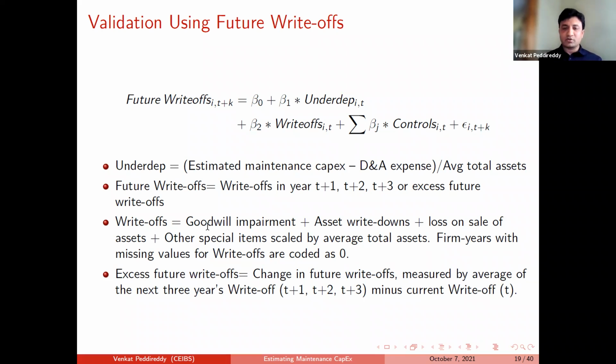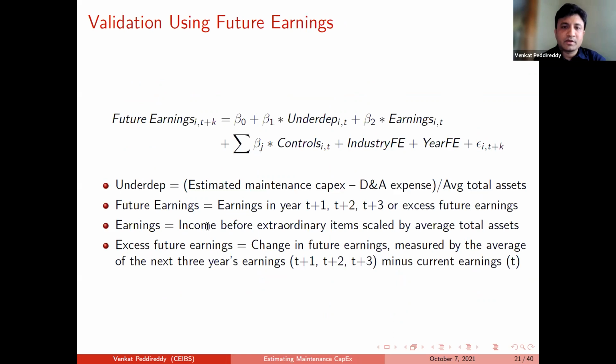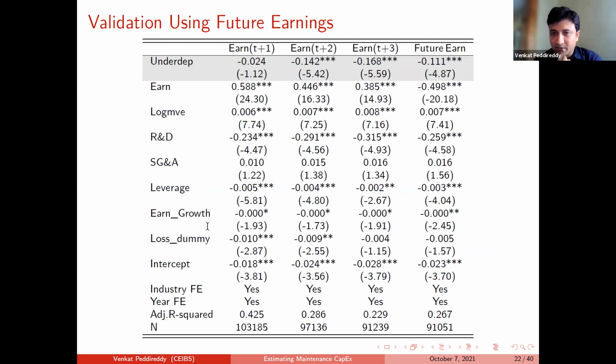So that's a kind of support for my argument that you should include these costs in your current estimate of maintenance capex, because in the future also you're going to face a similar cost, right? So I use the under-depreciation to test this validation of future write-offs. And I found that it predicts positive future write-offs. Obviously, if you can predict future write-offs, then it should predict negative future earnings, right? So that's what this regression is about. So under-depreciation is associated with negative future earnings.